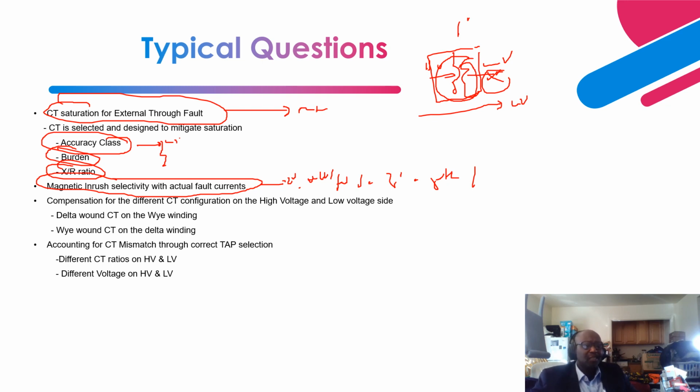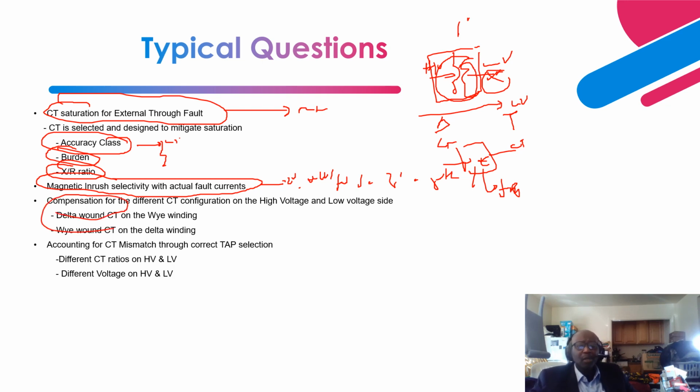Next is compensation for the different CT configurations. For the high voltage winding and the low voltage winding, let's say you have a delta here and a Y winding here. If you don't change the configuration of the CTs, the inputs to your differential relay will see different currents coming in, and as such will trip. It will see it as a fault. So that is when the compensation comes into place.